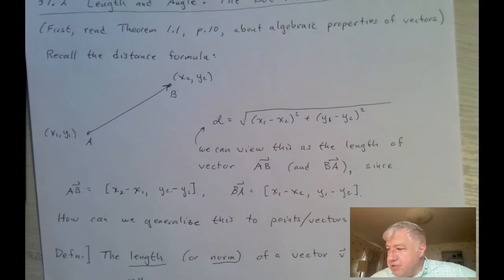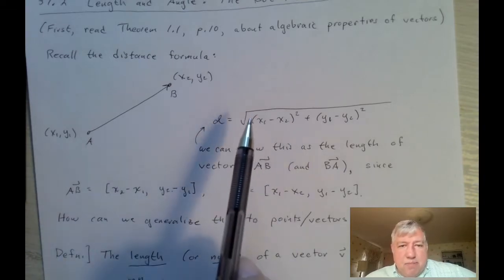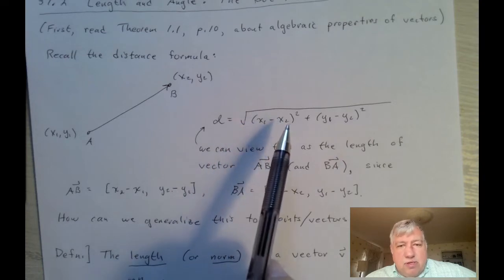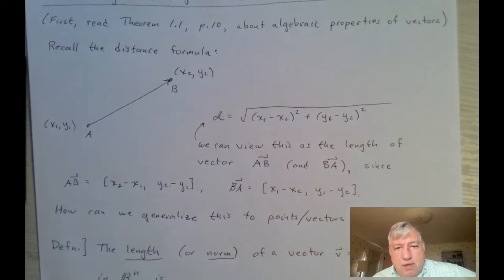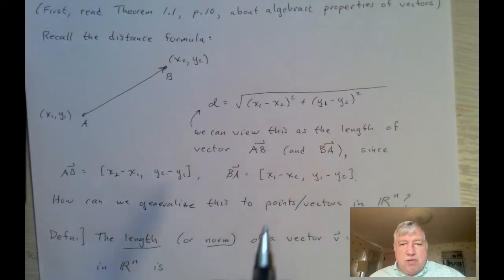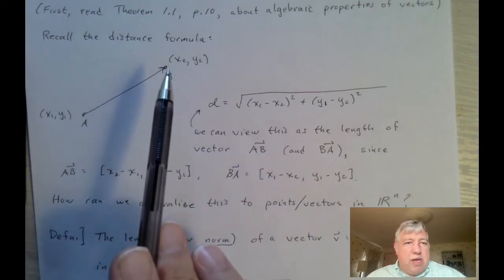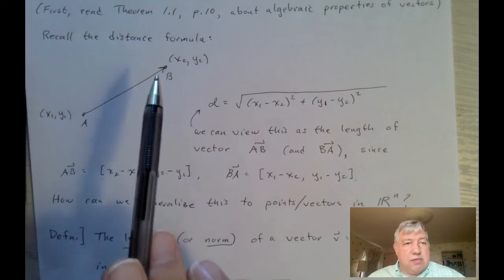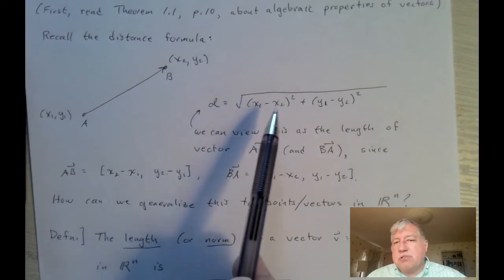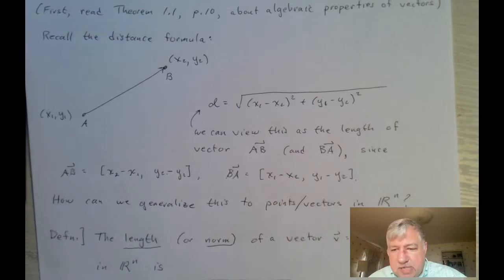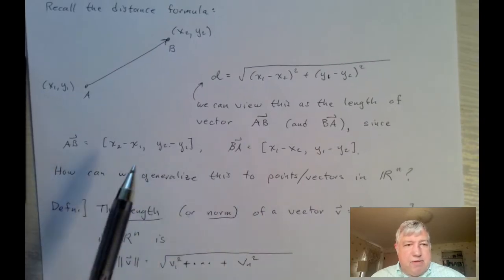In two dimensions, we know that if we have two points in the xy plane, we can compute their distance using this formula. Basically, we take the difference in the x coordinates and square it, the difference in the y coordinates and square it, add them together, and then take the square root. Now we can view this as the length of either vector AB or vector BA. It really doesn't matter which direction it is; length is independent of direction. That's because we can interchange x1 and x2 and y1 and y2, and because we're squaring, the sign doesn't matter. So that's the distance formula, and that gives us the length of these vectors.